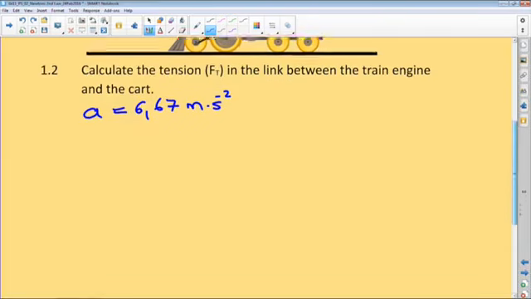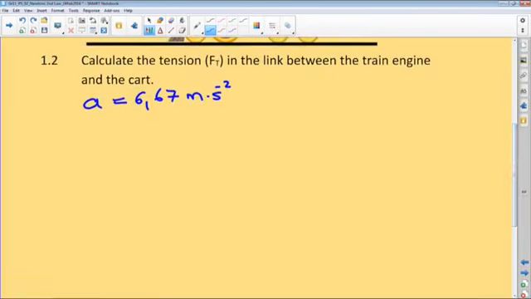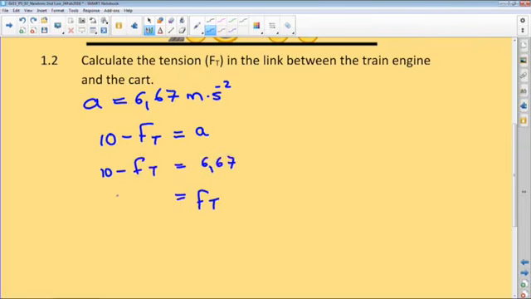I'll show you both. We can substitute this acceleration into equation 1, and equation 1 was originally 10 minus force tension equals a, and we're going to go 10 minus force tension equals 6.67. So if I solve for tension, I'm going to end up with 3.33 newtons.